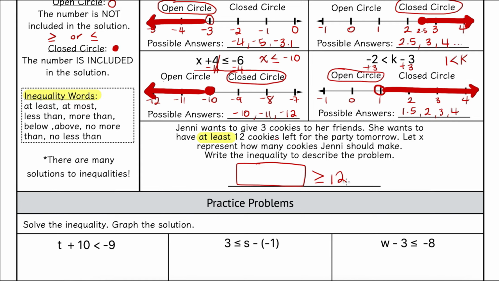So 12 or more on this side after giving away. If X represents how many cookies Jenny should make, she's going to give away 3, and she should still have at least 12 cookies. So there is the inequality for this problem. I'm going to erase the box so you can see and rewrite this. So x minus 3 is greater than or equal to 12.